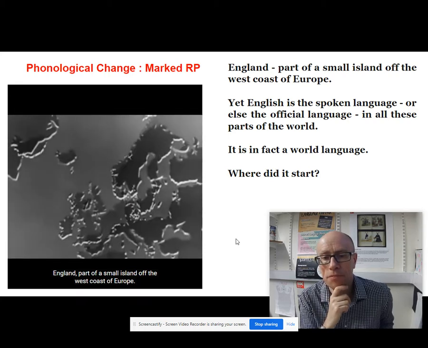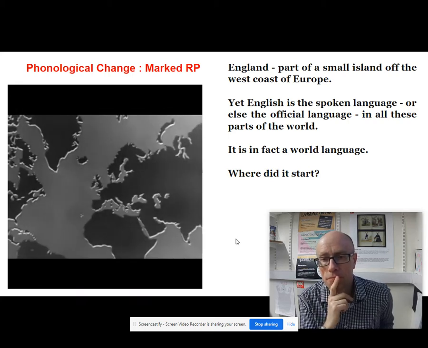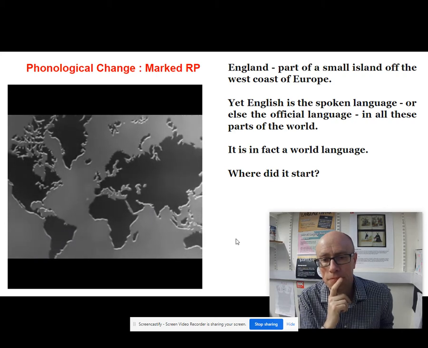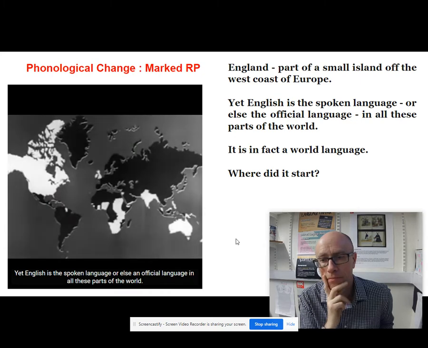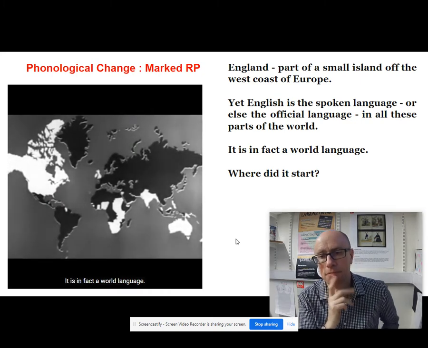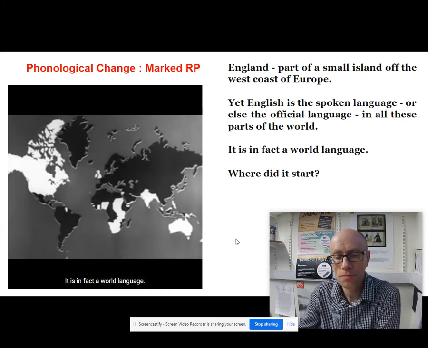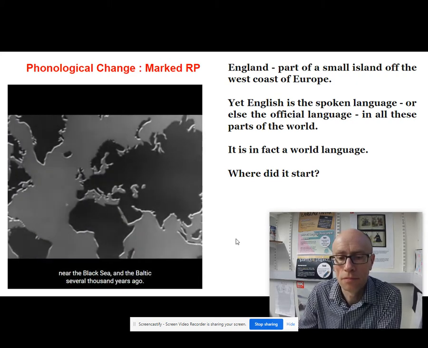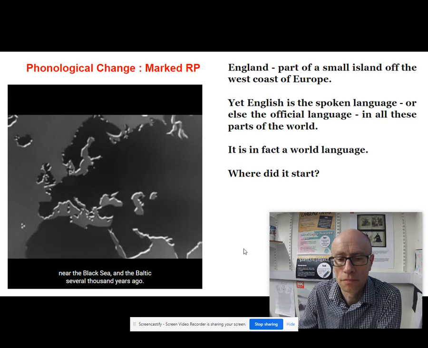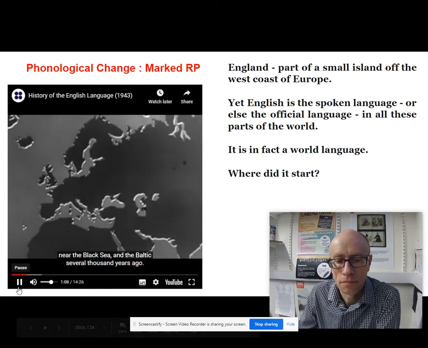Part of a small island off the west coast of Europe. Yet English is the spoken language, or else an official language, in all these parts of the world. It is in fact a world language. Where did it start? Somewhere between South Russia near the Black Sea and the Baltic, several thousand years ago.